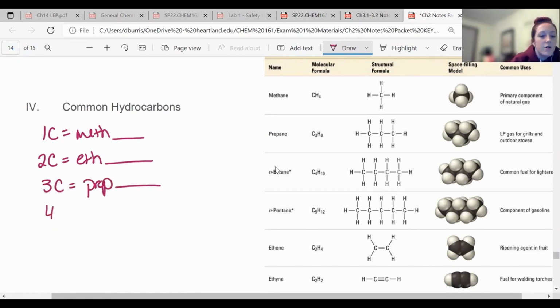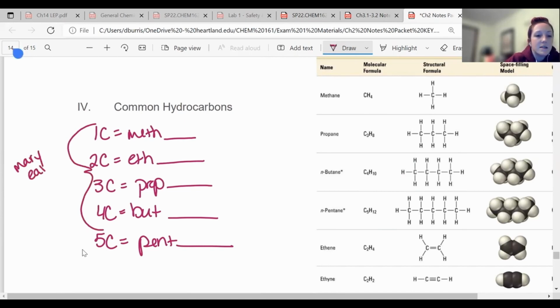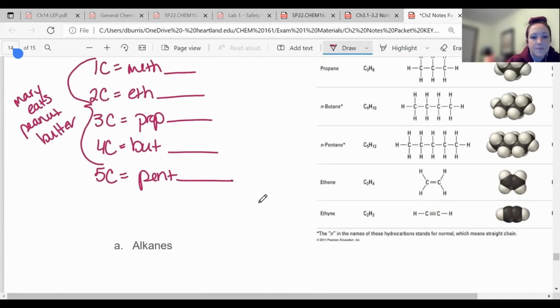You can see it right here. 4 carbons is but. So butane has 4 carbons. 5 carbons is pent. And like the rest, 5 and up are exactly what you would expect. Hex, hept, oct, all of those. It's really just the first 4 that are a little weird. Okay, I do have a mnemonic for these. The way I remember these is Mary eats peanut butter. MEPB. That's how I remember them. So anyway, however many carbons they have actually affects what their name is going to be.